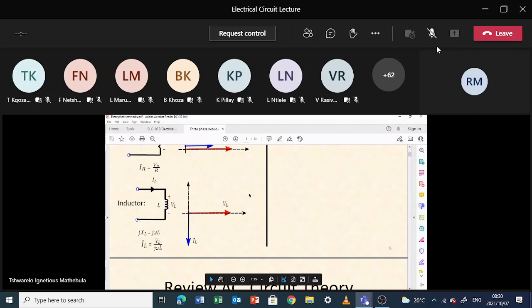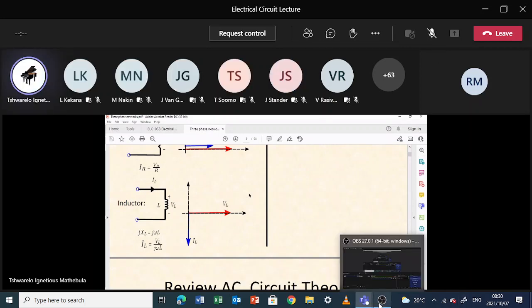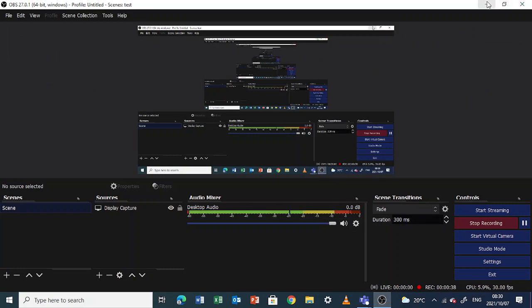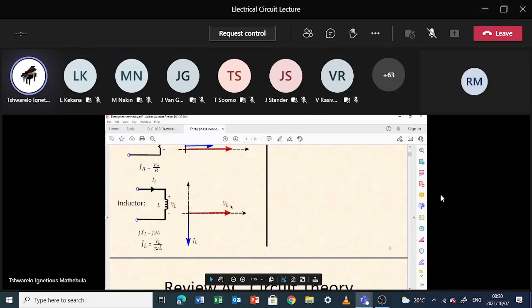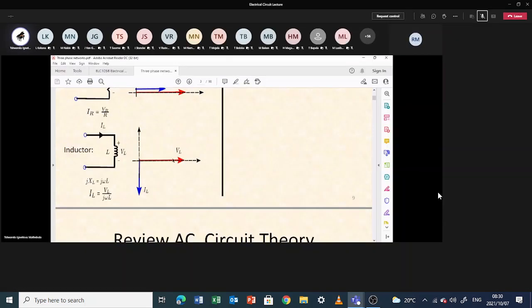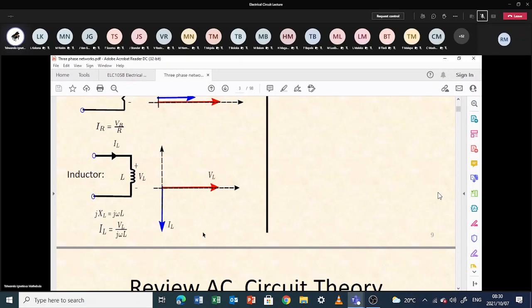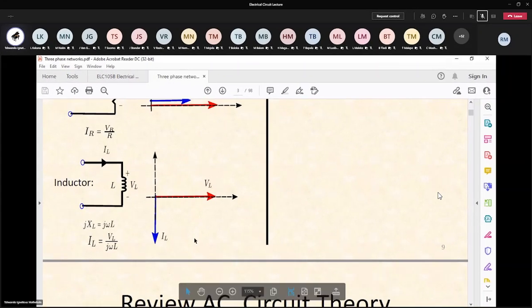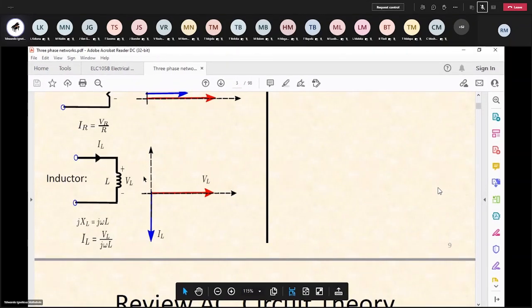When we come to an inductor, what we see is that the current IL lags the voltage. So if you are sitting at the voltage going to your current, you'd move in a clockwise direction, and that gives you a negative value of the angle. So for an example, if VL is at 0 degrees, IL will obviously, as you can see, be at minus 90 degrees. And what we also say as a matter of emphasis is that IL lags VL. So IL will be lagging VL.